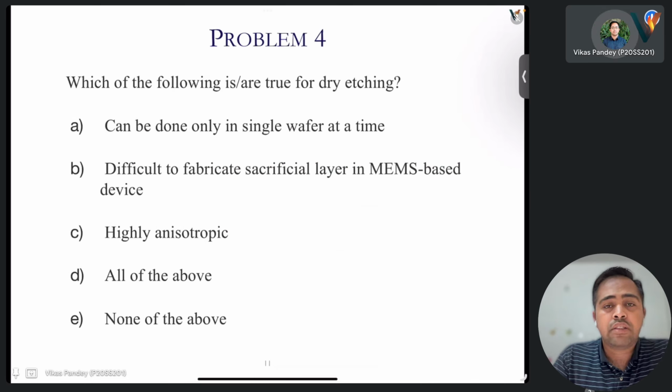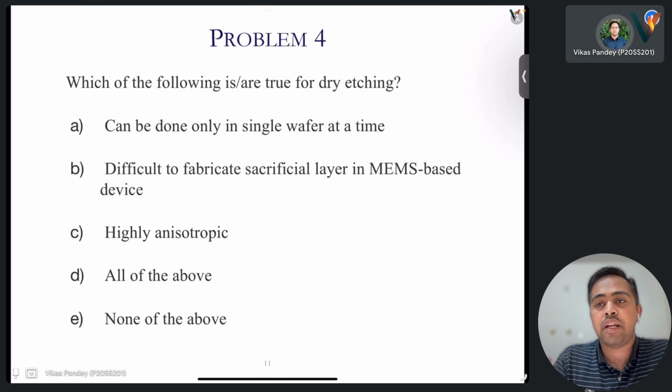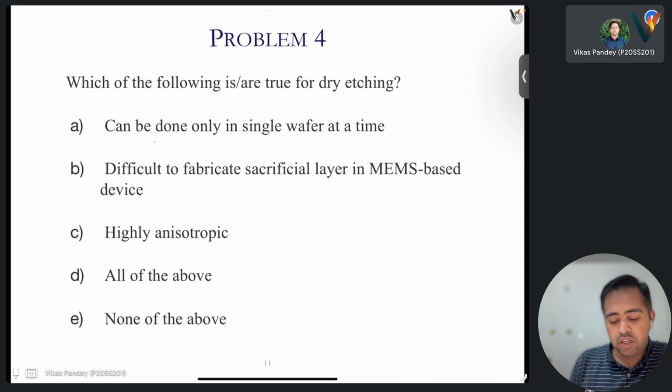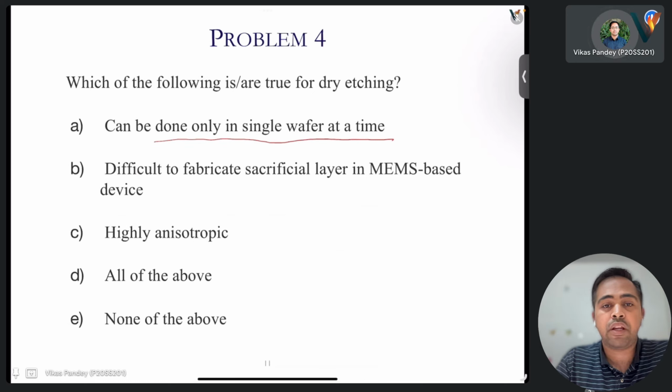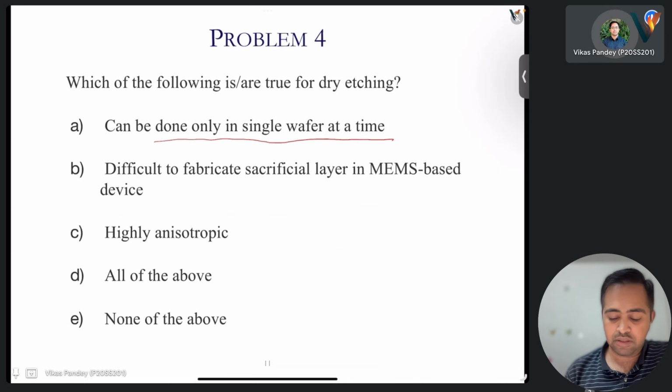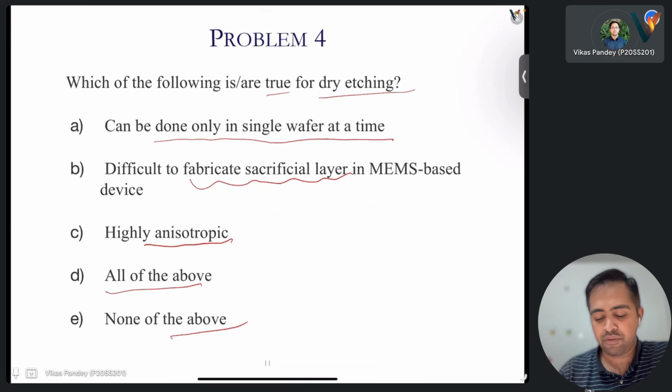Which of the following is true for dry etching? Okay, remember we talked about dry and wet etching in the previous week also. So it is saying that it can be done only in a single wafer at a time. Okay. Difficult to fabricate sacrificial layers in MEMS-based devices. It is saying true for the dry etching. So difficult to fabricate sacrificial layer. Highly anisotropic, all of the above, or none of the above. Anyone?